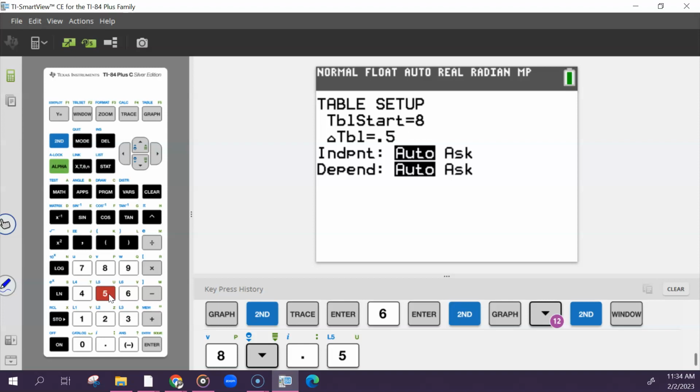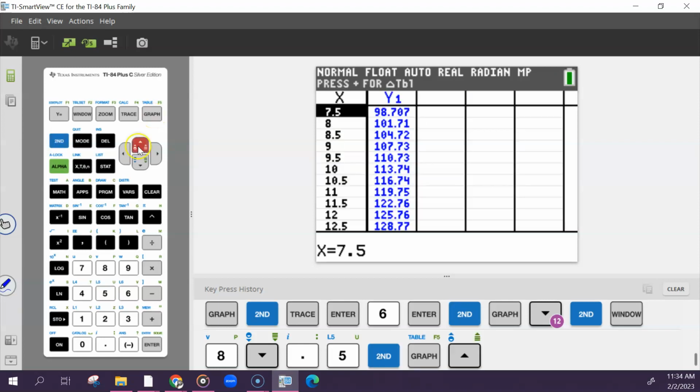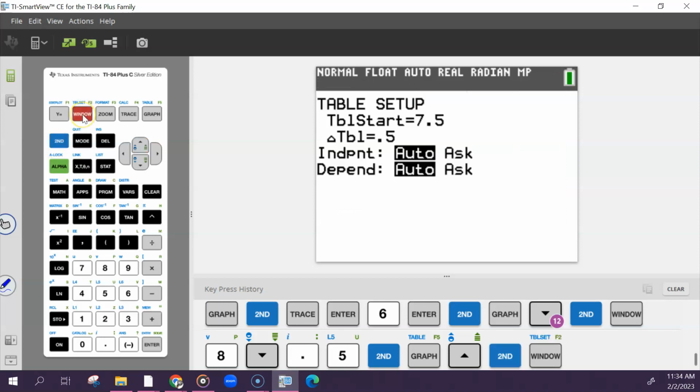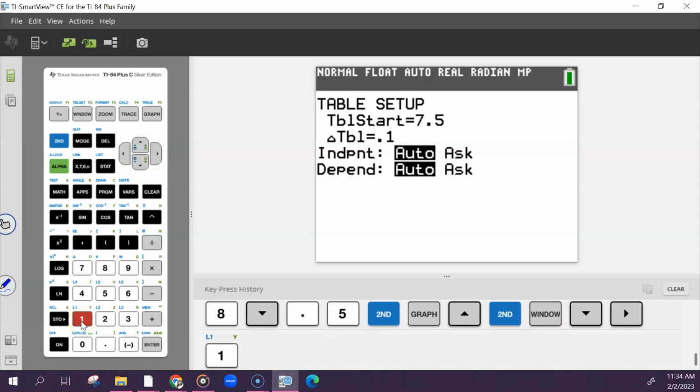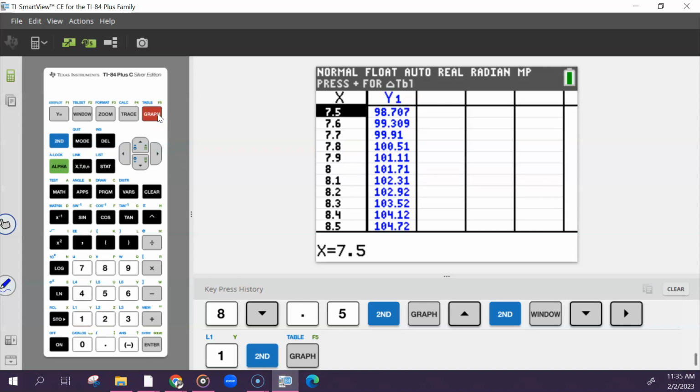After you have 8 and 0.5, go back into your table. Second graph. And then we can see at 7.5, it's not quite there. 8 is still there, so maybe it's somewhere between 7.5 and 8. So let's change it again. Go back to second window. It can stay at 7.5, that's fine, but now let's change this to maybe 0.1. Then after you change it to 0.1, go back to the table, second graph. Then you see a little bit more clearly that 7.8, it goes over 100, so we can do that. If you wanted to know the hundredth, you could do it again, but I'm not going to.